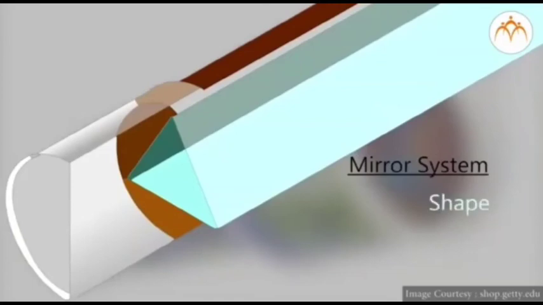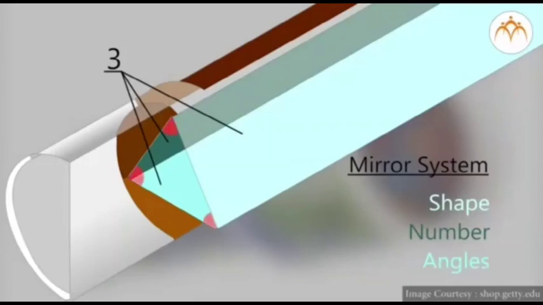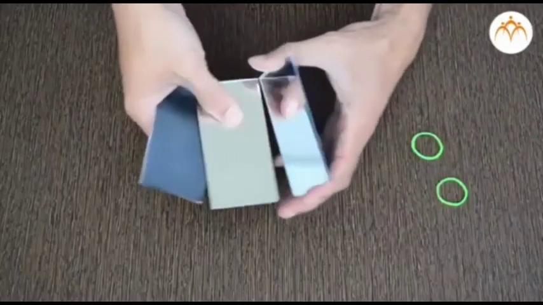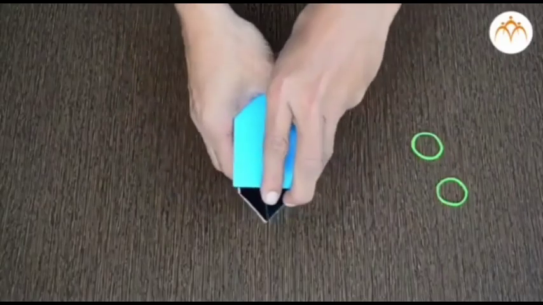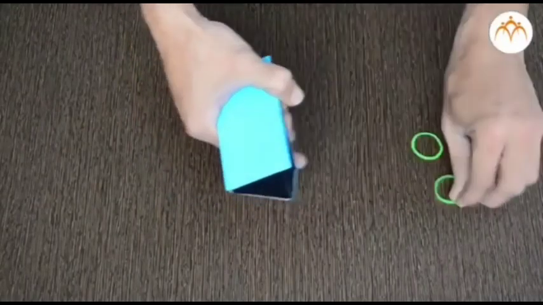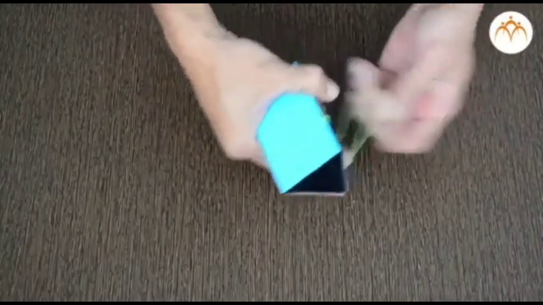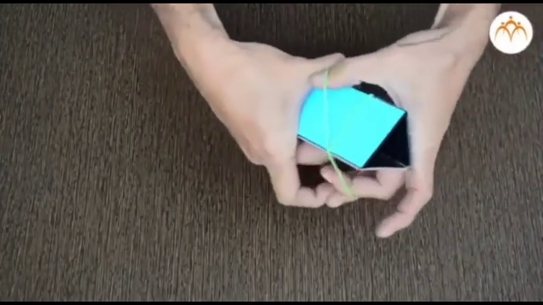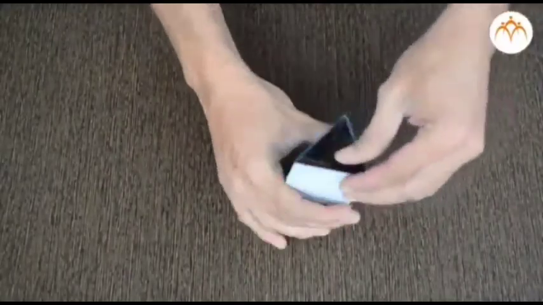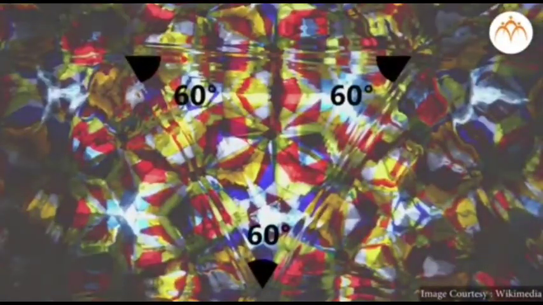The mirror shape, the number of mirrors used and the angles at which they are joined combine to produce the image you see. When two mirrors are used, they are arranged in a V shape. A three mirror system can be arranged in any form of triangle as long as the sum of the three angles is 180 degrees. Most popular ones use straight mirrors in an equilateral triangle.